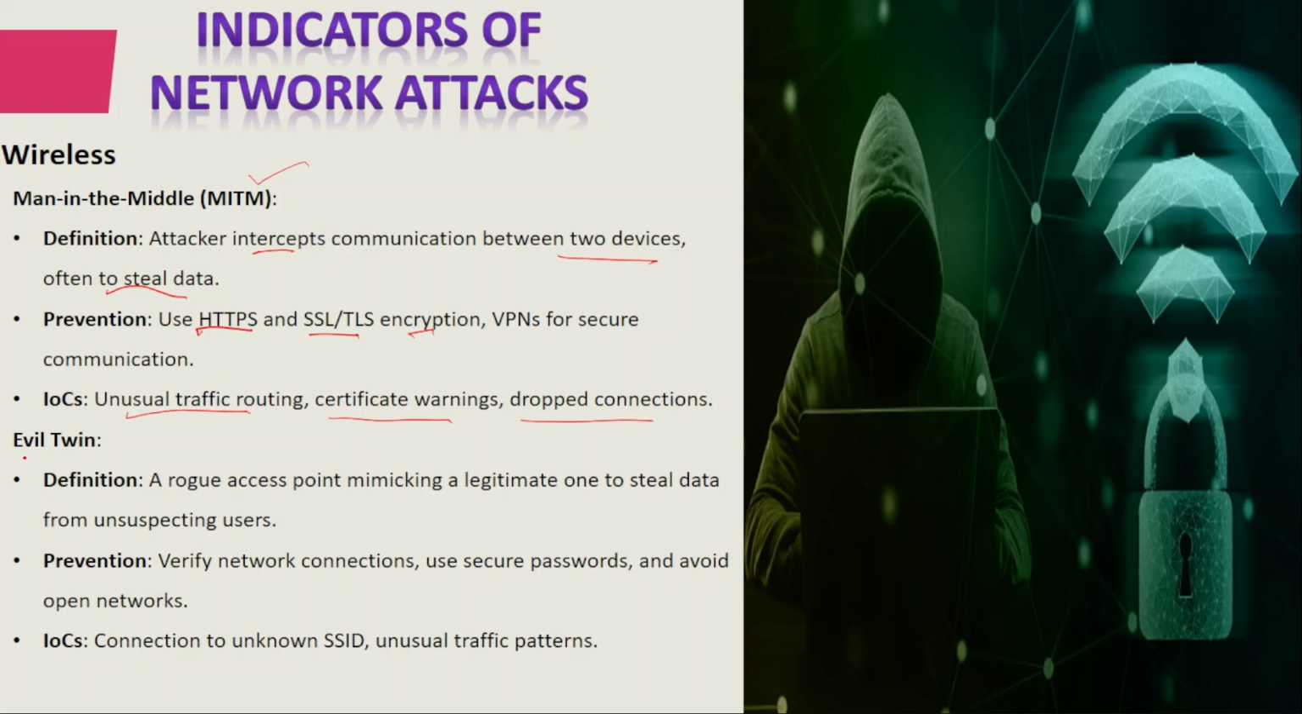Another wireless network attack is Evil Twin. It is a rogue access point mimicking a legitimate one to steal data from unsuspecting users. Prevention include verifying network connections, using secure passwords, and avoiding using open network. Indicators of compromise include connection to unknown SSID and unusual traffic pattern.